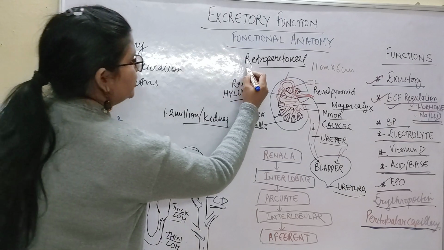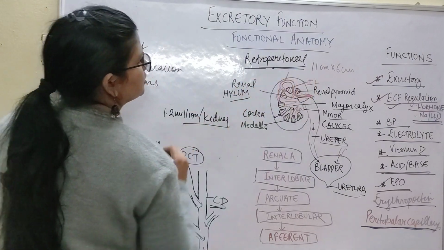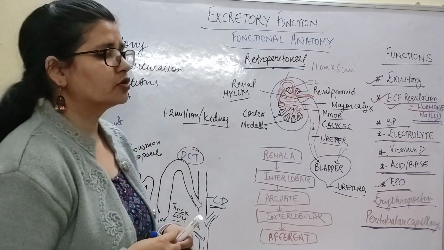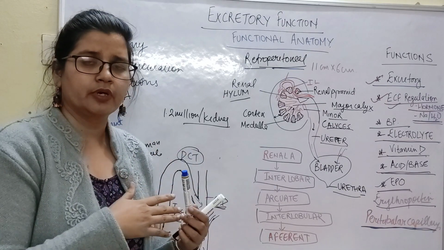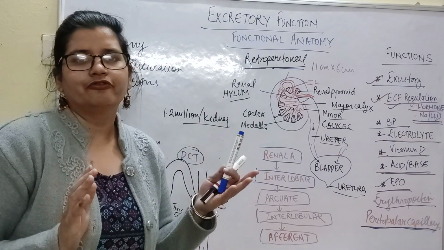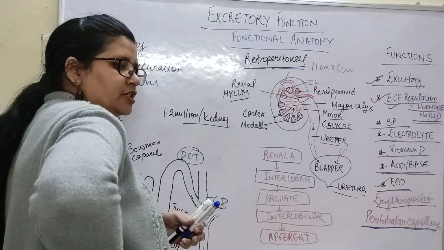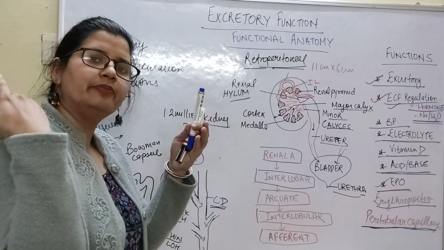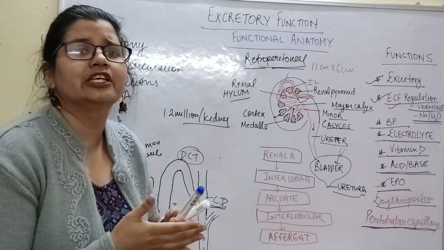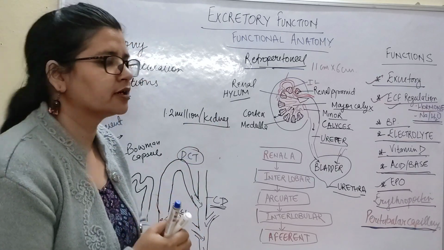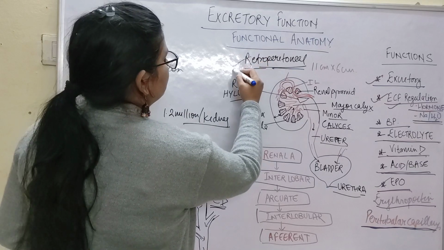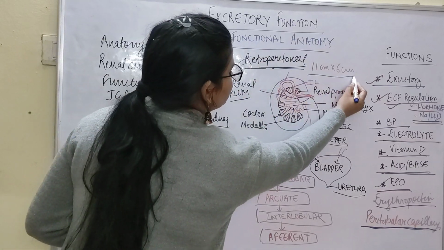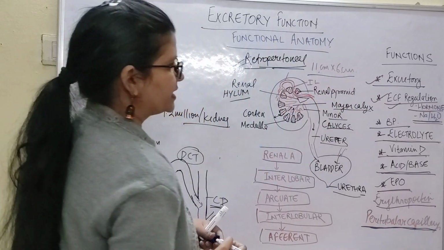What does that mean? Retroperitoneal is basically behind the peritoneum and on either side of the vertebrae. So here is the location, on either side of the vertebrae and behind the peritoneum. That's why we have renal colic, renal pain on the posterior aspect, right? So the kidney is retroperitoneal and its dimensions are 11 centimeters by 6 centimeters.